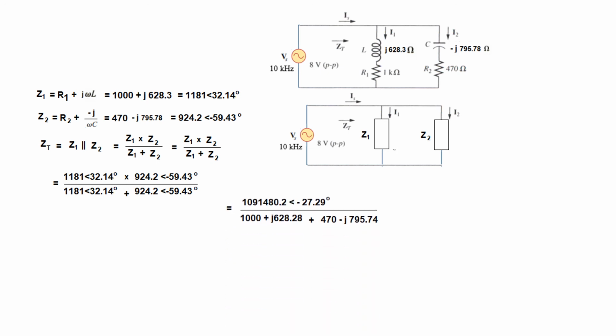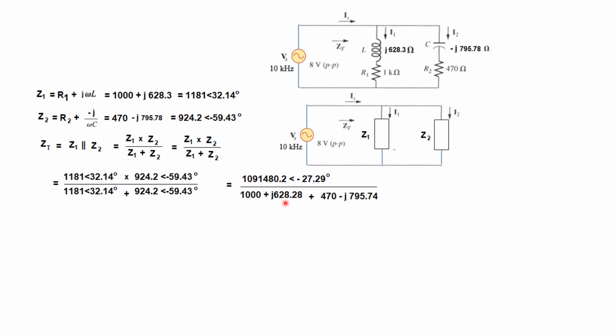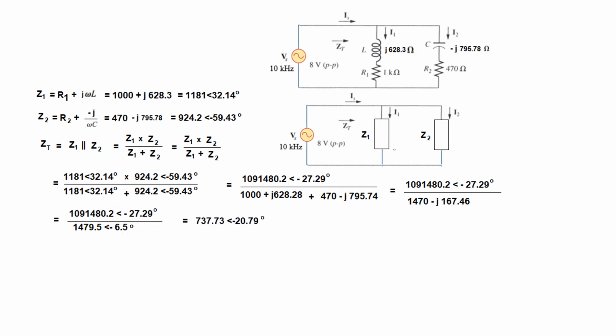So we convert these two into rectangular. Converting into rectangular form, and now we can add the real terms and the imaginary terms. So we get this answer, and since we have to divide, we convert it again into polar form. Converting into polar form, dividing, we get 737.73 angle minus 20. So this is the total impedance of this circuit.